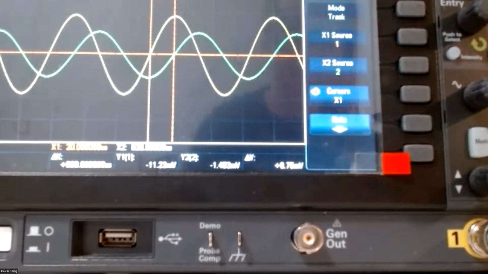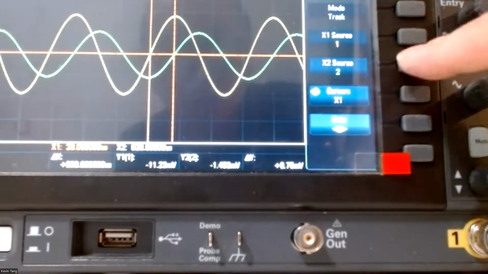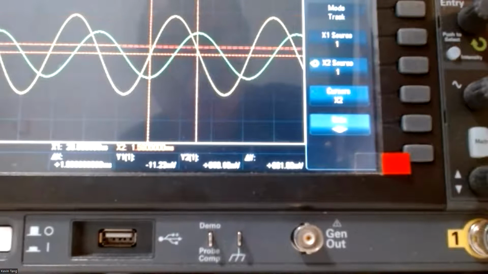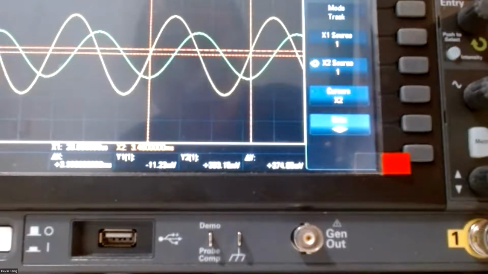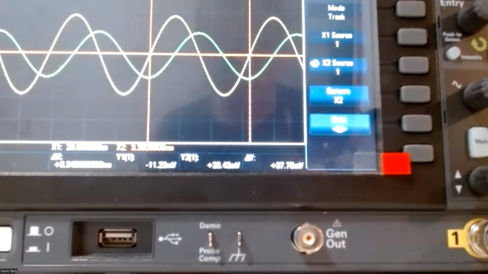Now I need to know the full period. Use the same thing. Actually, move this one to cursor 2 and change the source to 1. I'm going to move this to where the rising is, the rising 0 cross. You can see the total period is 3.340 ms. 1 ms is 1000 µs. So we will have 800 divided by 3340 times 360. We have 86.22 degrees. Oh, very similar to what we get on the multisense.